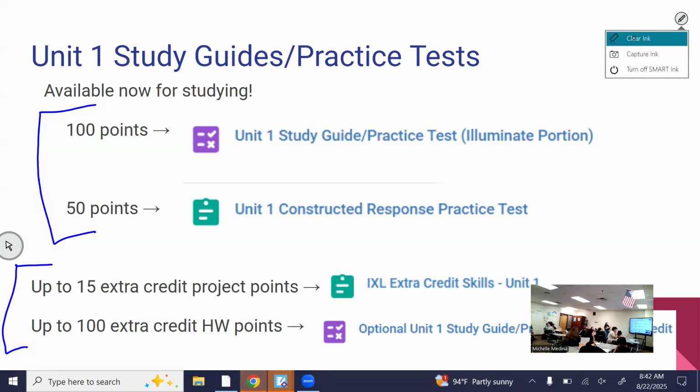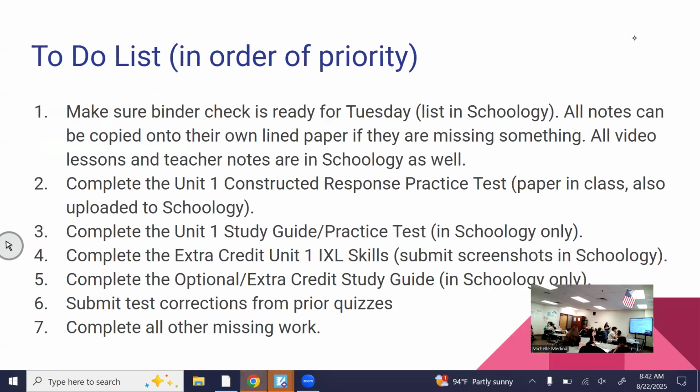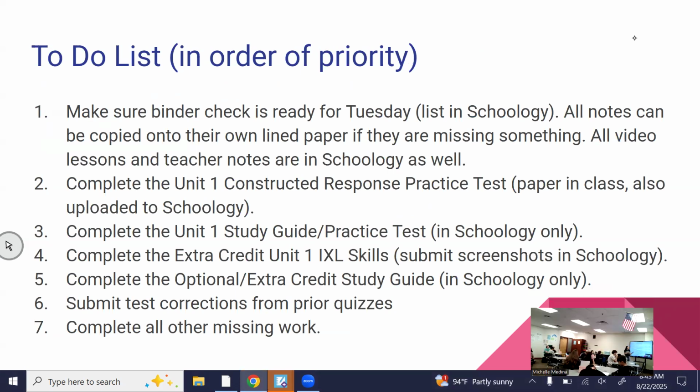If you happen to be at a point where you can go back that far and work on things, go ahead. But I made this list of what you should do in order of priority and where you can find everything too, because I know you're still figuring it out. Test corrections and completing all other missing work is the lowest priority. Okay, everything else is higher priority. So use that how you will, but everything else will help you way more to be prepared for the test.